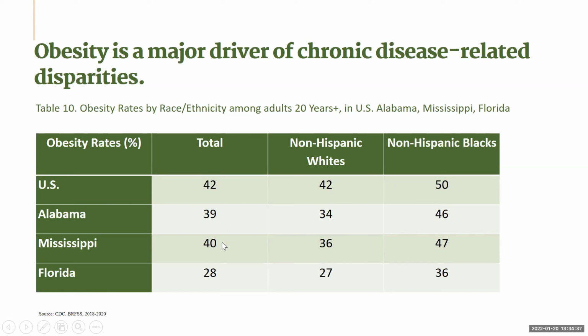You can also see here when we look across the states, and these are just select states that I've worked in related to obesity and chronic conditions. And so in Alabama, that rate is 39%. And you can see here significant difference between non-Hispanic Blacks and non-Hispanic whites. In Mississippi, that overall rate is 40%, with a significant difference between non-Hispanic Blacks and non-Hispanic whites, and the same is true of Florida.